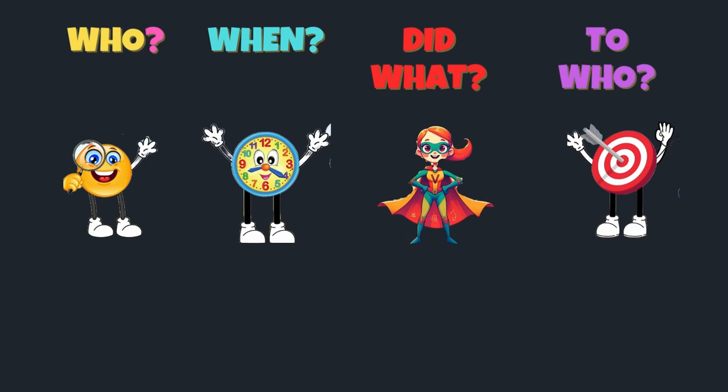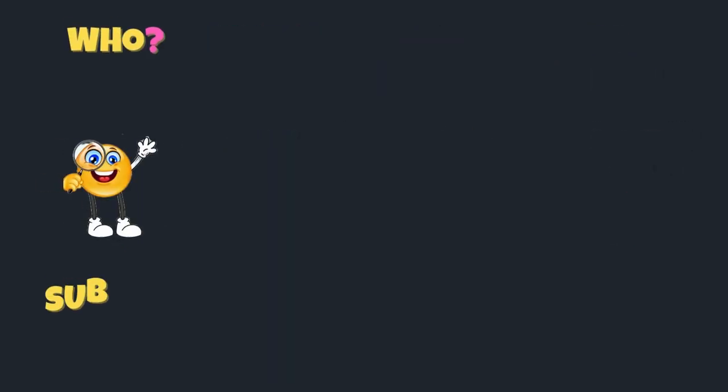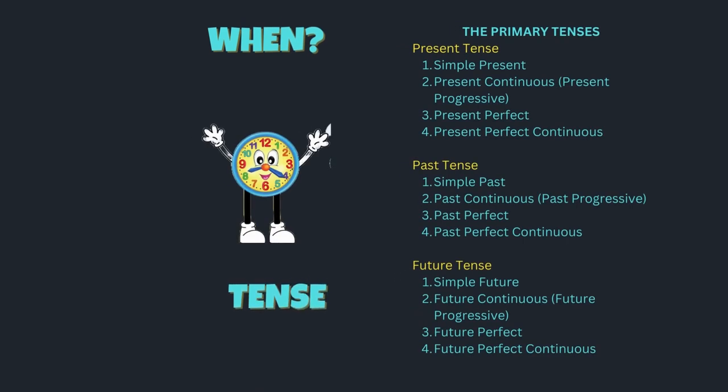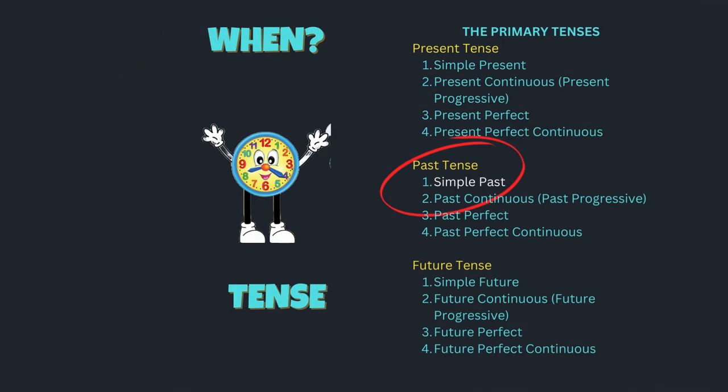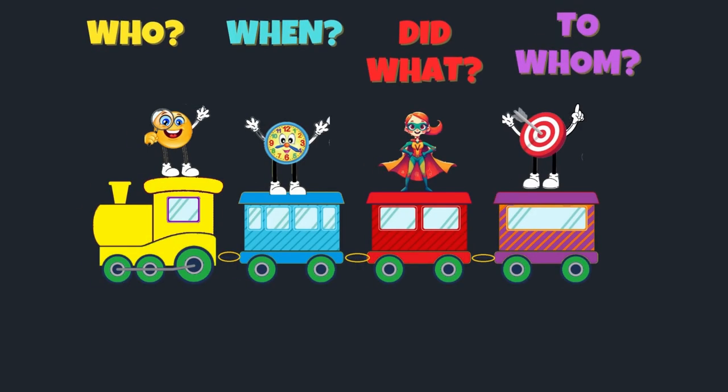The person who did it is also called the subject. When something happens can be described by a lot of different tenses. Here, we will just look at four commonly used tenses. Past tense, simple present tense, every day. Present continuous tense, right now. Future tense. In constructing a Bemba sentence, the order of words is subject, tense, action verb, object.